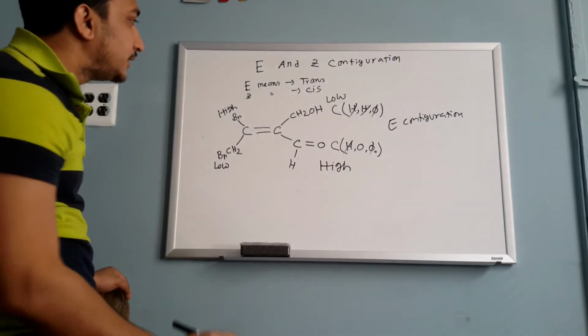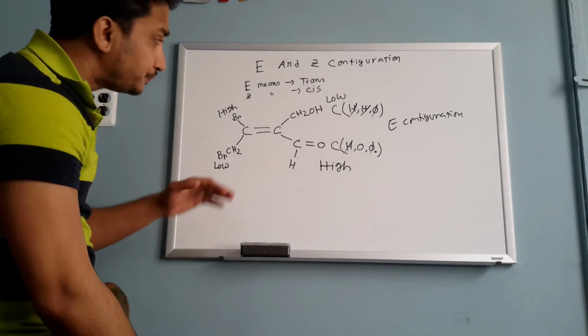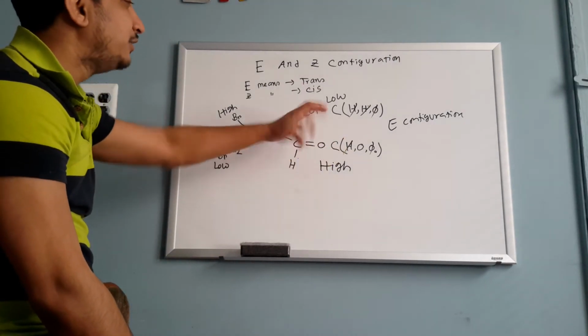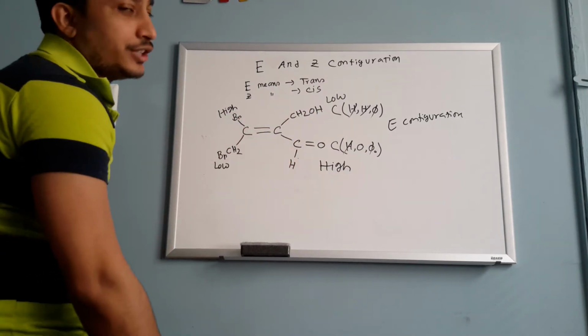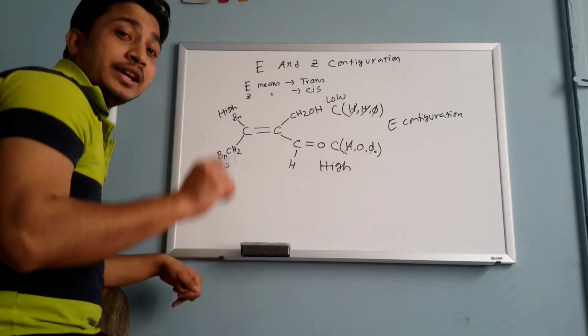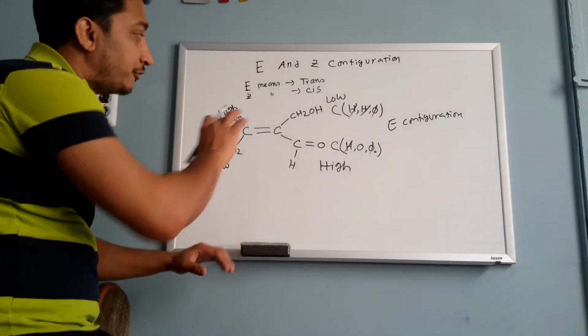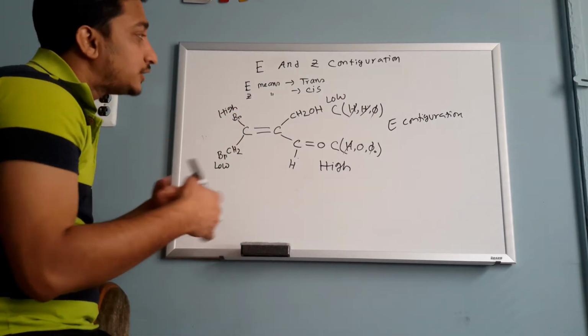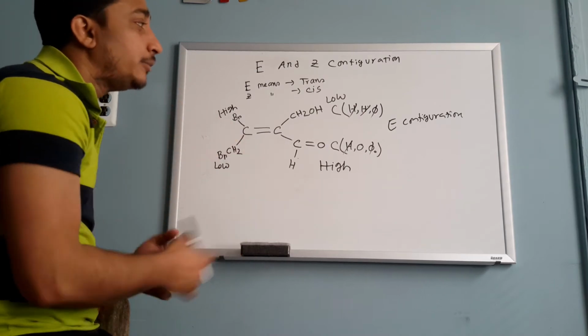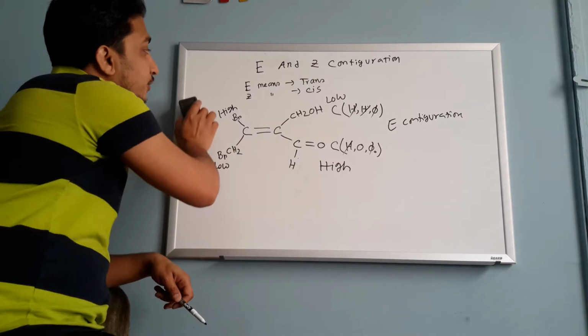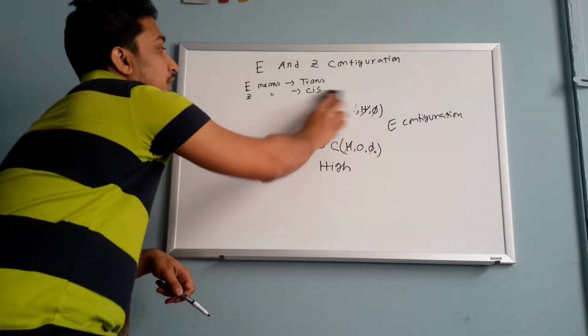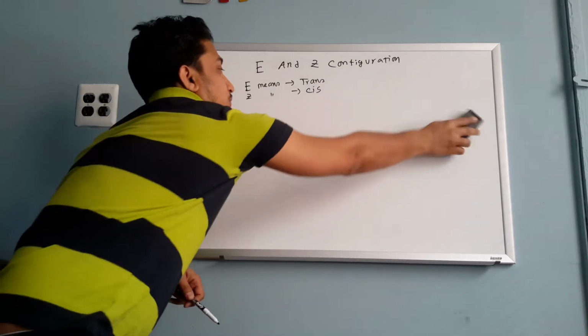And the second thing is, if you find out your E configuration, what can you do? You can just flip one side. If you flip it, then it's going to be your Z configuration. But at the same time, never ever flip both. If you flip both, that's going to be the same thing. Again, it's going to be E configuration. So hopefully you understand the basic concept of E and Z configuration. And if I give you one more.